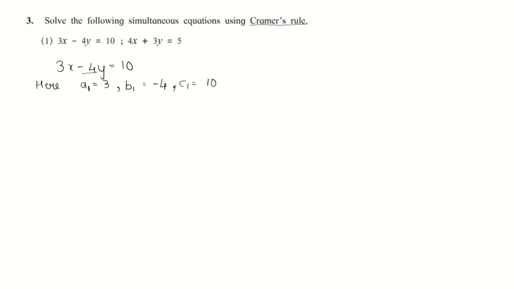Whenever we solve equations with Cramer's rule, make sure that we have the equation in this format, with numbers on the right hand side. Now taking the second equation, 4x plus 3y is equal to 5. Here, for the second equation, this is a, this is b, and this is c. a2 is 4, b2 is 3, and c2 is 5.